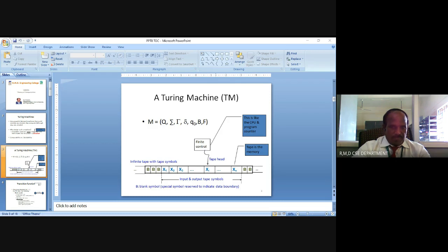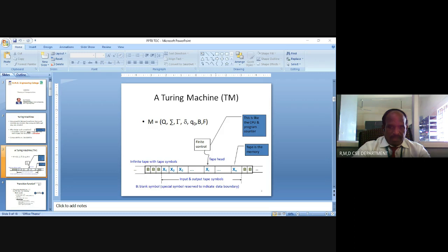Similarly, the same problem: designing a Turing machine for 0 power n, 1 power n, where n is greater than or equal to 1. The starting state is Q naught. Mark the first unread 0 and replace it with x, direction is right. Go to Q1. Next, move to the right all the way.